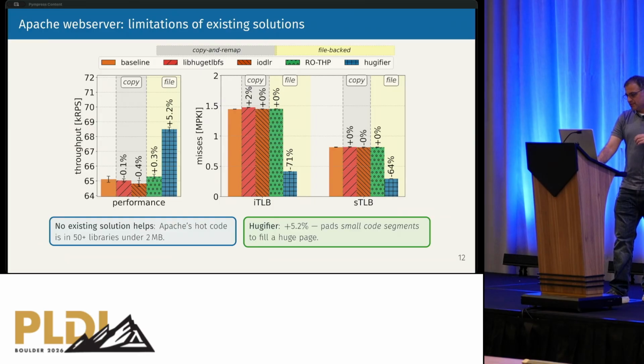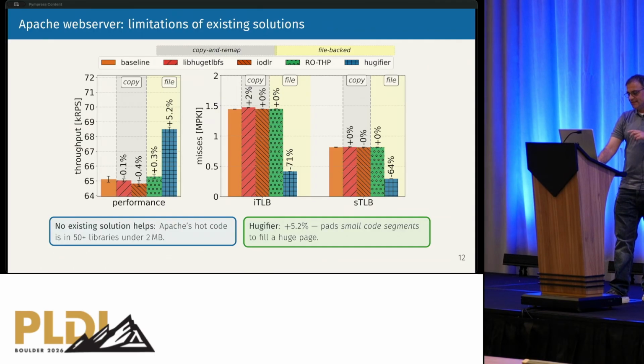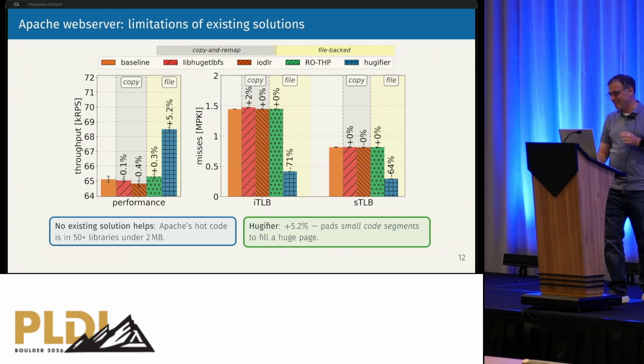Our solution, as shown, provides 5.2 performance improvements. And unlike other workloads, this is pretty much the only workload in which we don't have virtually zero iTLB misses.